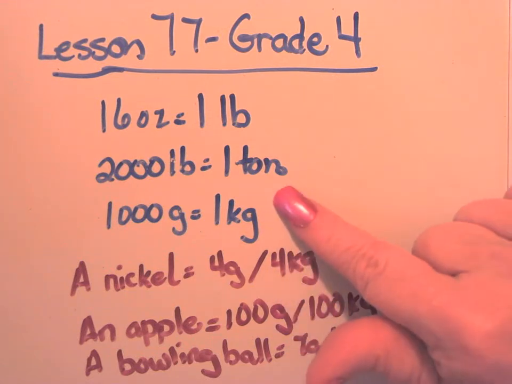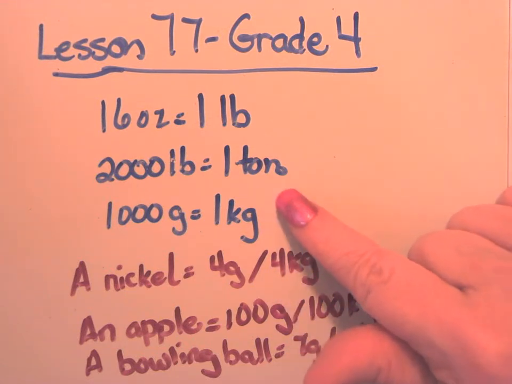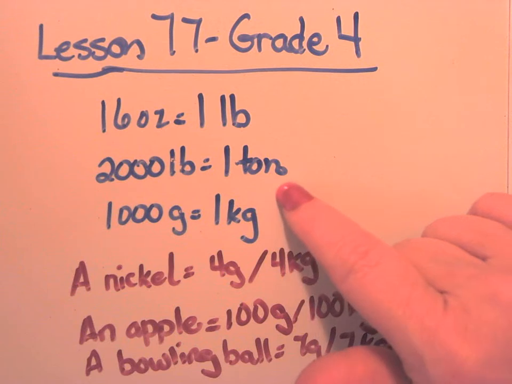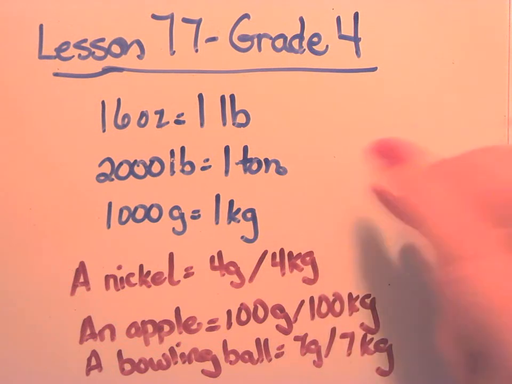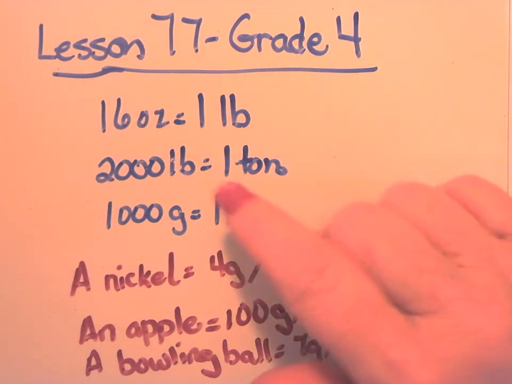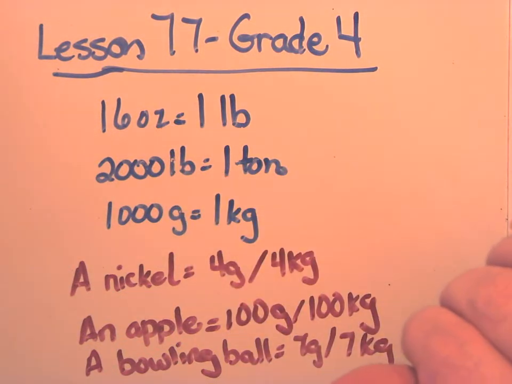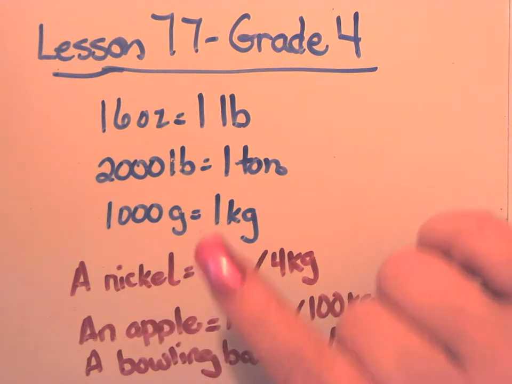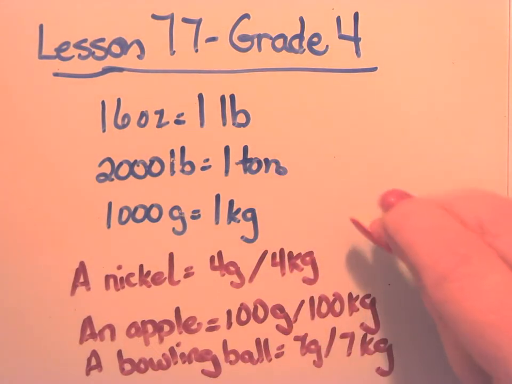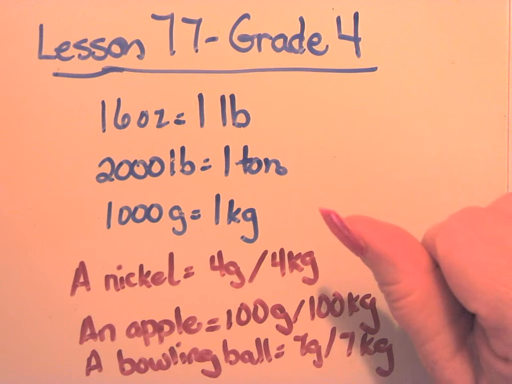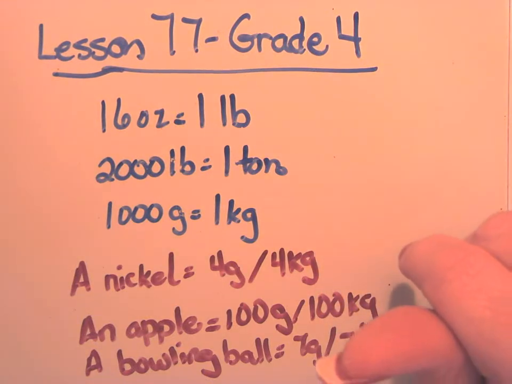Now, you can't do 2,000 pounds equals a ton, because if you're looking to pick up a ton, it's too hard to pick up. It's too much. To give you an example of this, if there were a bunch of people that weighed 100 pounds, it would take 20 of those 100-pound people to equal 1 ton. So that would be pretty hard to pick up. But that's just giving you an idea of what 2,000 pounds is.